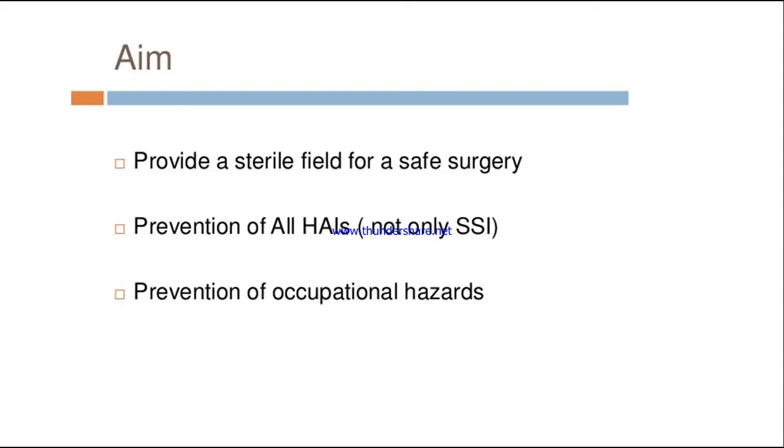Even the sponges, the gauze pieces or cotton rolls, all of this should be sterile. So we have to prepare a sterile field for a safe surgery, so that there will be no complication. Because if the instruments are not sterile, then there can be chances for infection. So that is the main aim of this protocol.